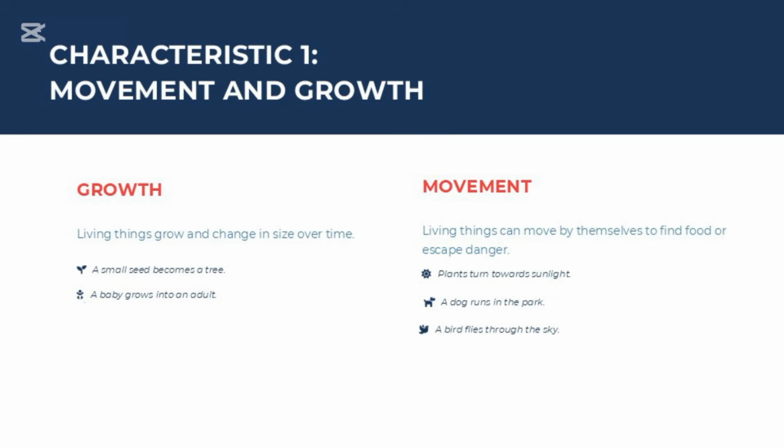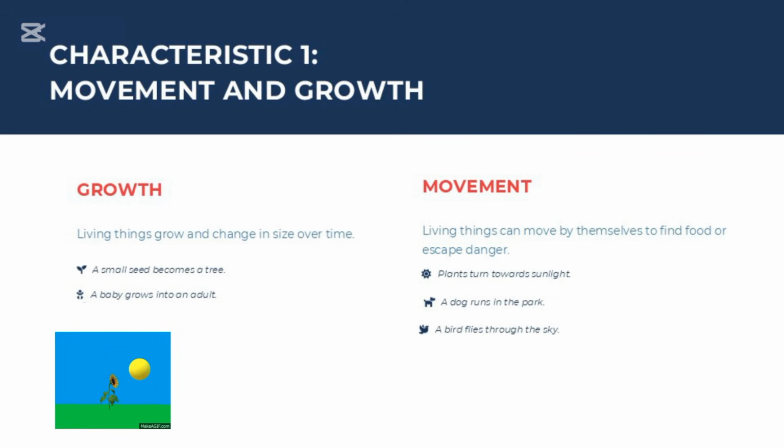You'll notice that living things have two key characteristics: growth and movement. For example, a small seed grows into a tall tree, which shows how plants can change in size over time. Similarly, a baby grows into an adult, demonstrating how humans and animals also develop and change as they get older. This process of growth is a fundamental part of life.